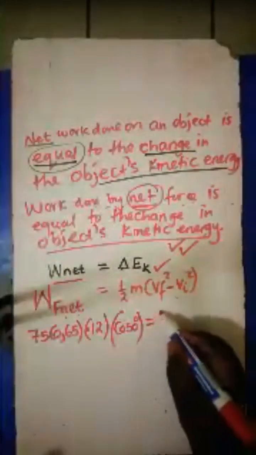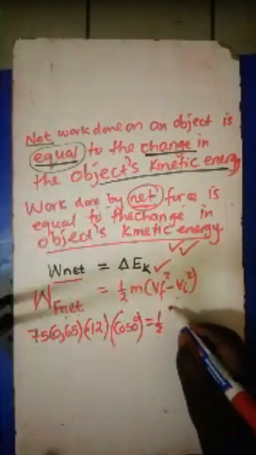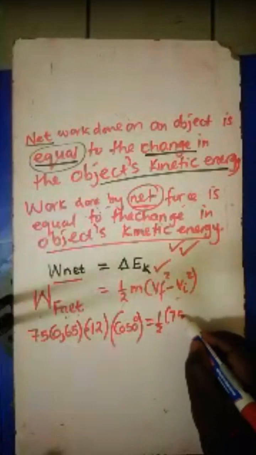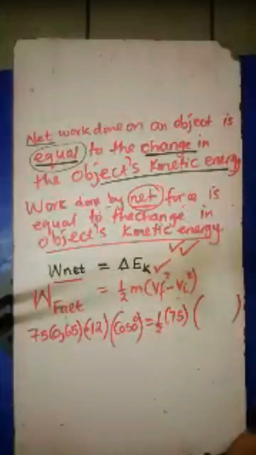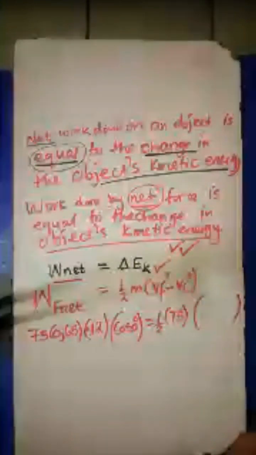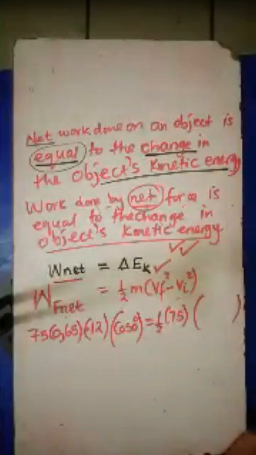So we have 1 over 2. Our mass, we are told, is 75. The question is saying, can you calculate the velocity or the speed of the block when it reaches a height of 12 meters? But you are told this one, it starts from rest. So which velocity do I know, colleagues? It initially starts from rest. Which velocity do I know?